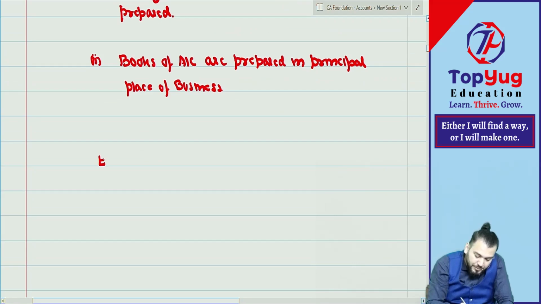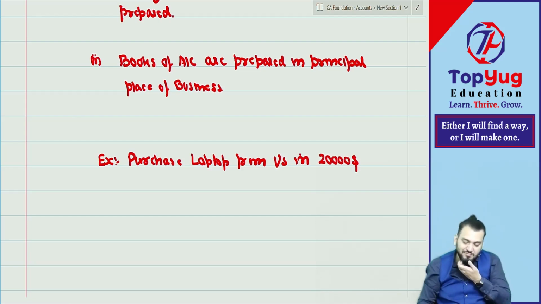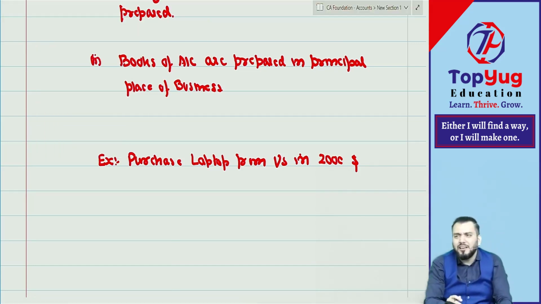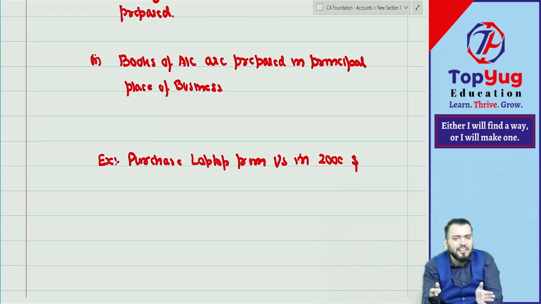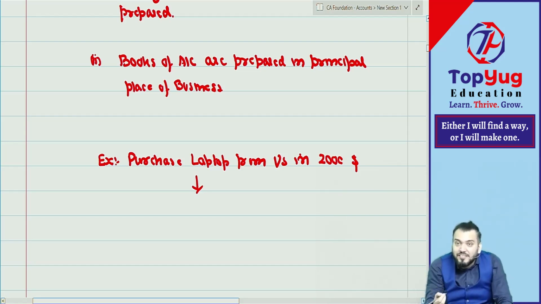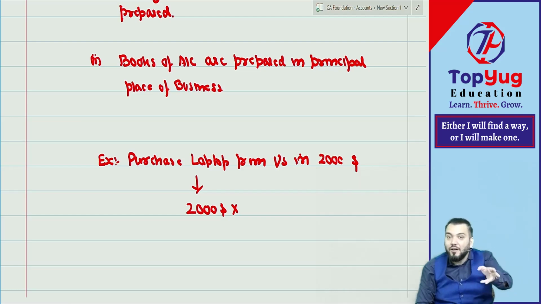For example, if I say he purchased a laptop from the US for $2,000. Of course, we need to record it, but recording is done in what? Because we are discussing Indian entities, the principal place of business will be India only. It means we'll record in rupees. For that, conversion is required. So we'll convert $2,000 into rupees.